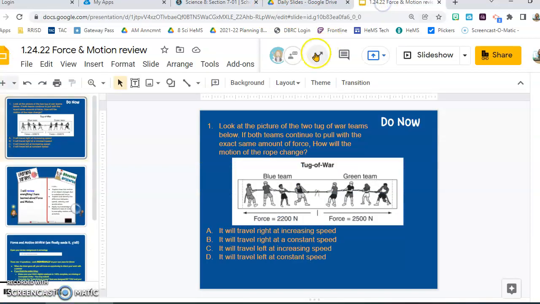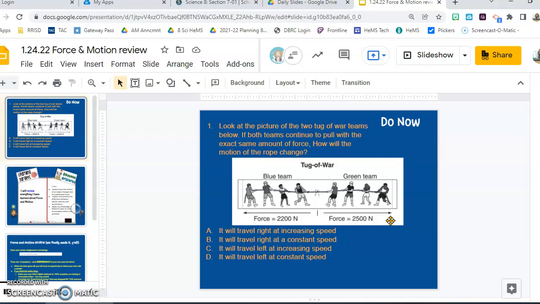our daily slides say, look at the picture of the two tug-of-war teams below. If both teams continue to pull with the exact same amount of force, how will the motion of the rope change? Well, do we need to mathematically figure this out? We could, but we could start to look at the picture a little bit more objectively. So right here, I have a team on the left, blue, pulling to the left with a force of 2,200 newtons, and the green team is over here on the right, pulling their way with a force of 2,500 newtons.